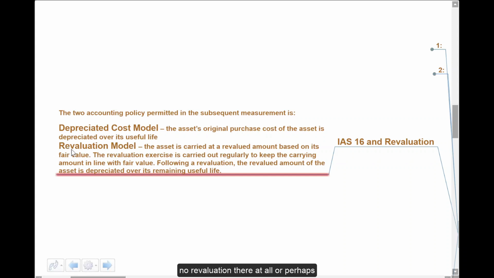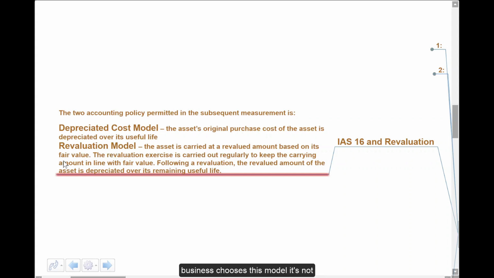Or perhaps the revaluation model. So on this basis, the asset is carried at a revalued amount based on its fair value. Now, for fair value, just read market value. Okay? Now, this is an alternative model. This would be very, very relevant to, as I've mentioned, things like buildings. Now, the revaluation exercise is carried out regularly to keep the carrying amount in line with the fair value.